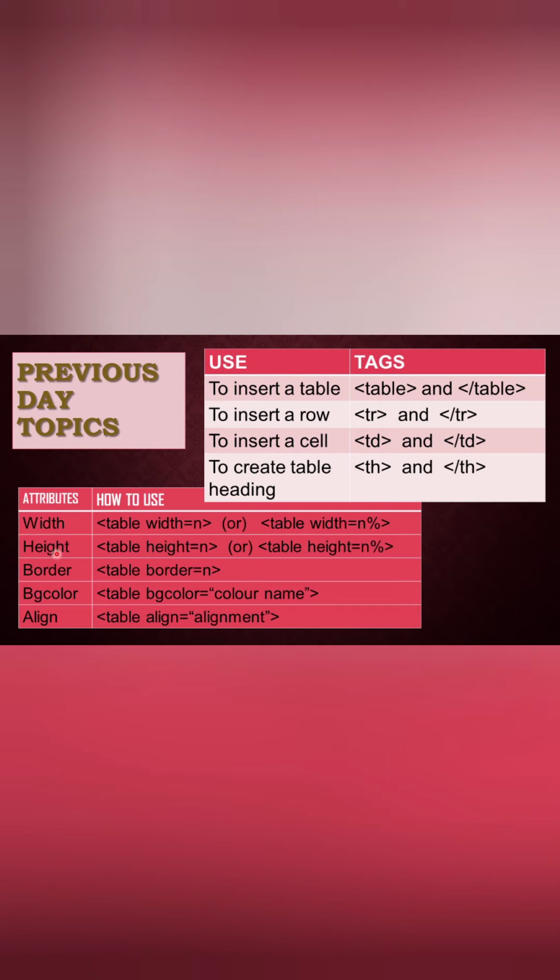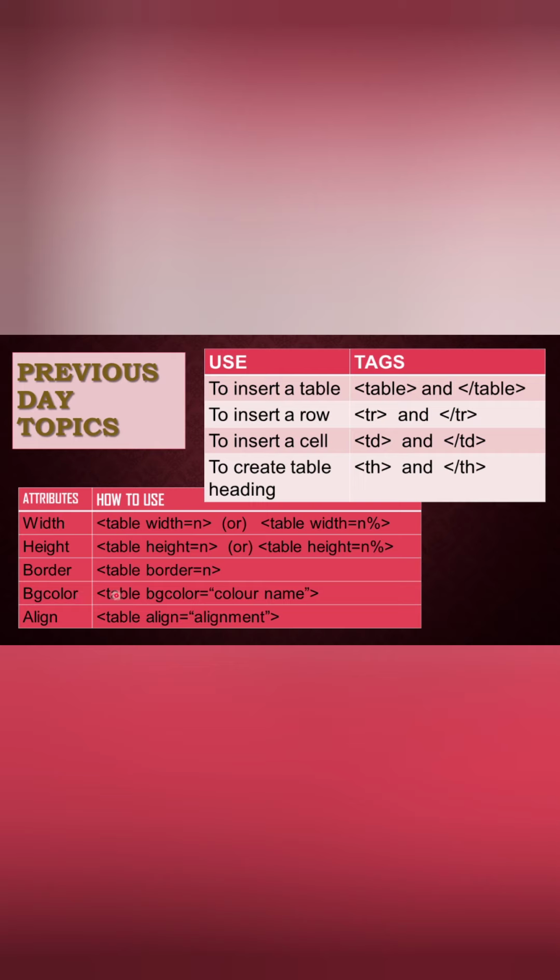Okay, like that you can set up height for your table. The syntax is the same: table height equal to n. Otherwise you can set the table height in n percentage also. Then you can also set a border for your table. For that you have to open the table tag, then border equal to n. Here also n represents the number of pixels.